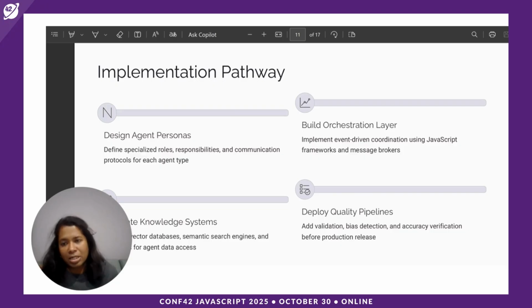Build the orchestration layer, implement event-driven coordination using JavaScript frameworks and message broker systems to enable reliable inter-agent communication. Integrate knowledge systems. Connect vector databases, semantic search engines, and large language model APIs to provide the agents with comprehensive data access capabilities. And deploy quality pipelines. Establish validation mechanisms including bias detection, accuracy verification, and completeness assessment before production deployment.